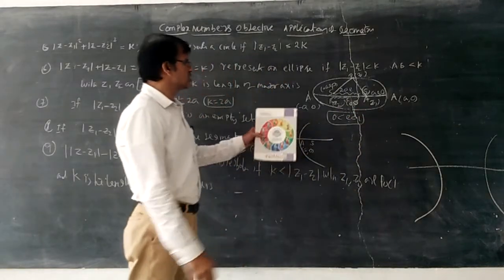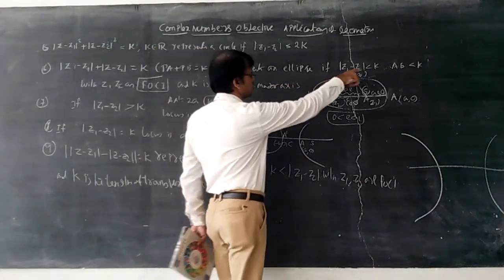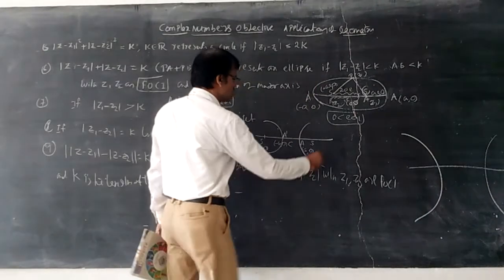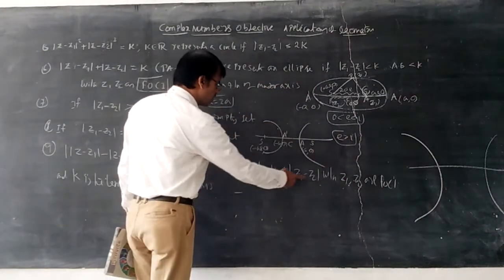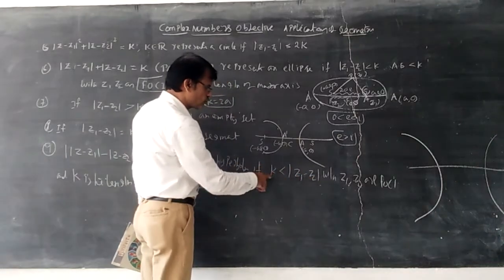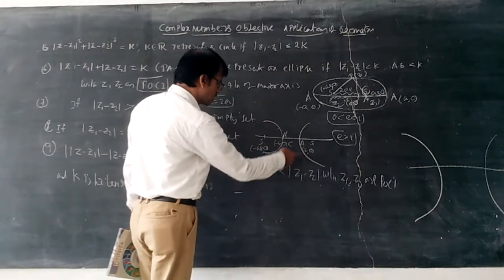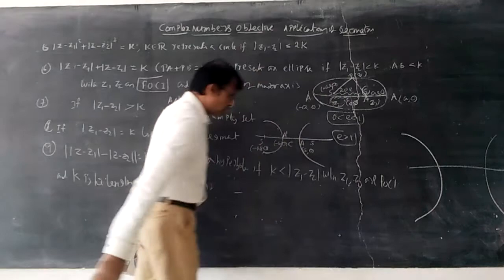That is why the condition here is |z1 minus z2| greater than k, because for the ellipse E is less than 1. Here in the hyperbola, E is greater than 1. Whenever E is greater than 1, the distance is greater, so k is less than the distance. The opposite of the ellipse is the hyperbola.